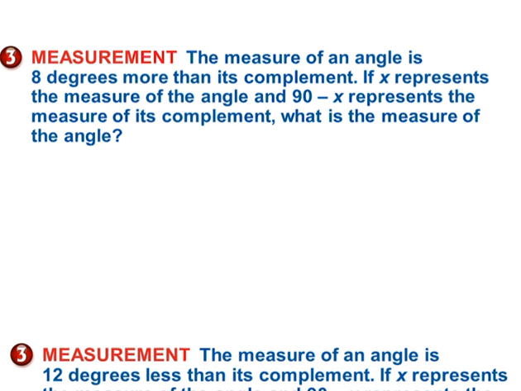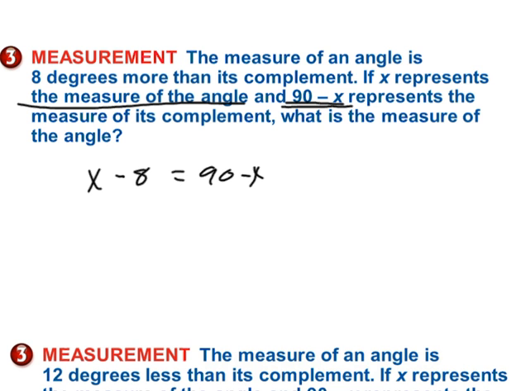The measure of an angle is 8 degrees more than its complement. If x represents the measure of the angle, and 90 minus x represents the measure of its complement, what is the measure of the angle? Well, 8 degrees more than its complement. So x is 8 degrees more than its complement. So x minus 8 would be equal to its complement. And they tell me that 90 minus x is its complement.